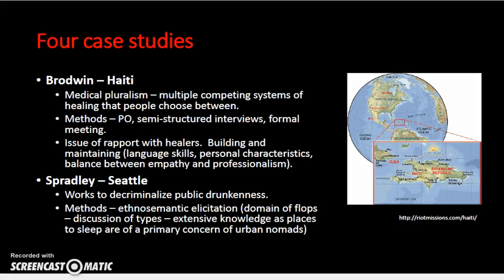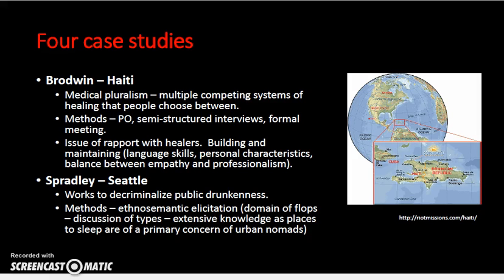Continuing on in the case studies, Brodwin's work in Haiti looks explicitly at medical pluralism, noting that there are multiple competing systems of healing that people must choose between. Some of the methods that are employed by Brodwin include participant observation, as well as semi-structured interviews and attendance in formal meetings, which personally I found to be very rich sites of information.